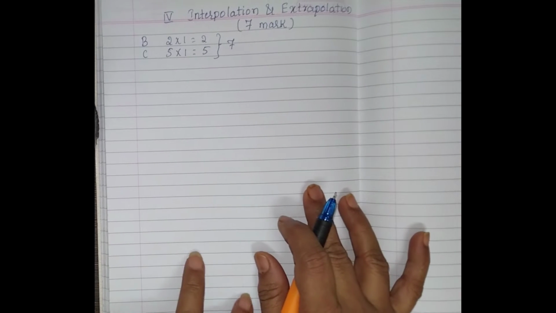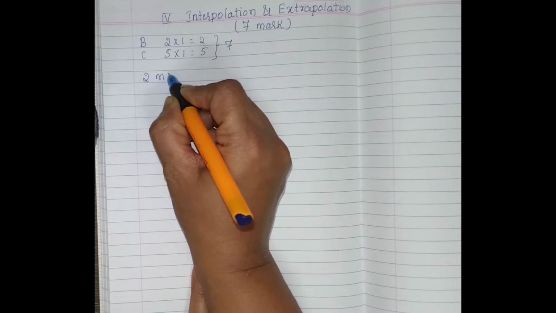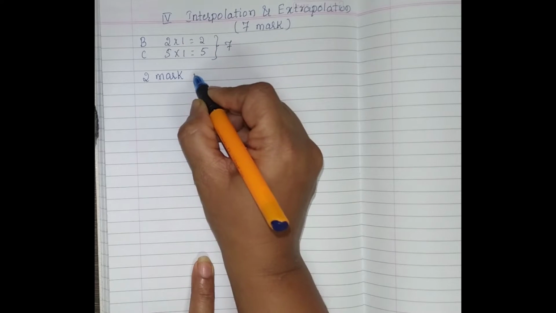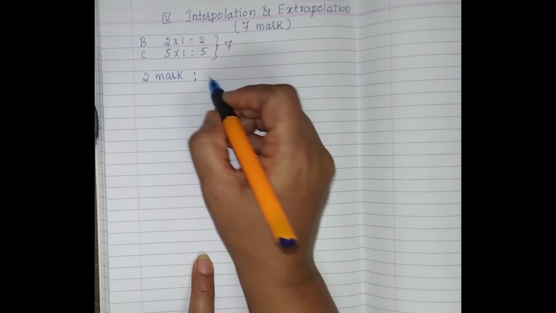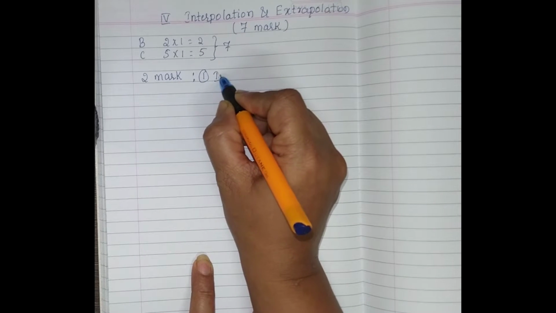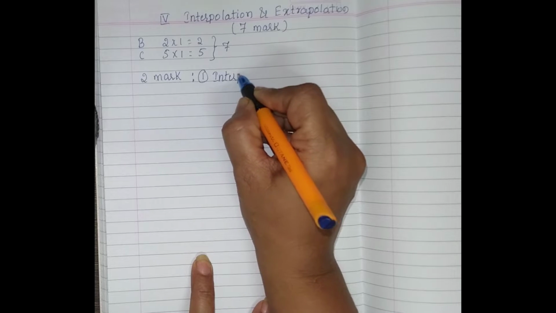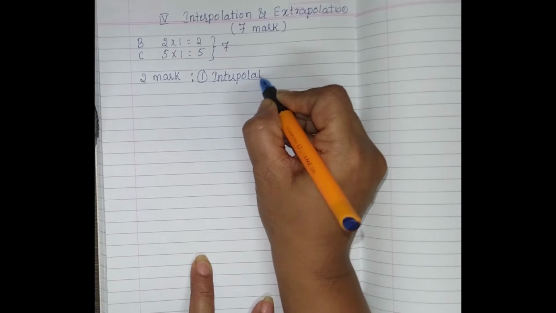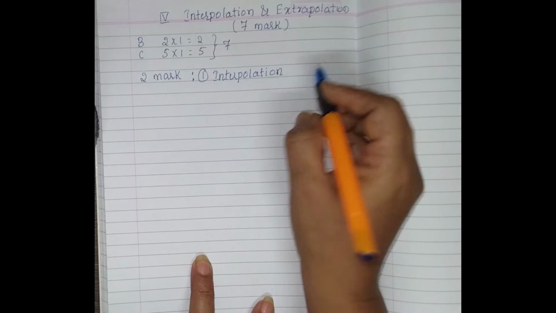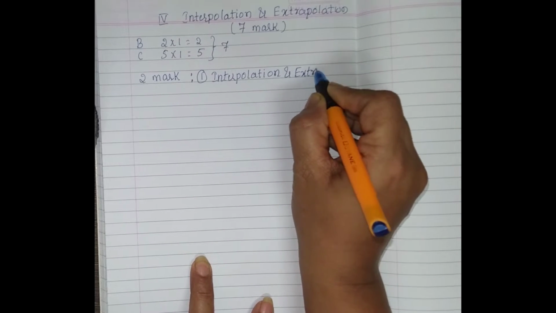Then the 2-mark question. Look, which 2-mark questions may come here? The first one is the definition of interpolation and extrapolation. They ask this many times.